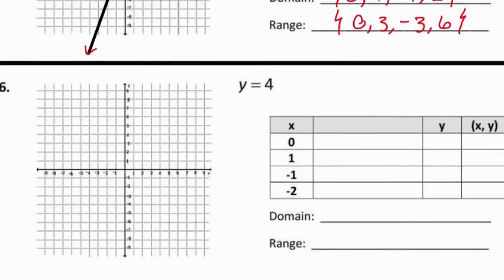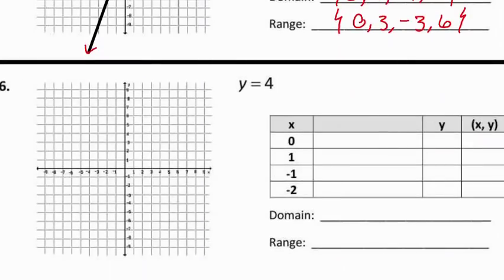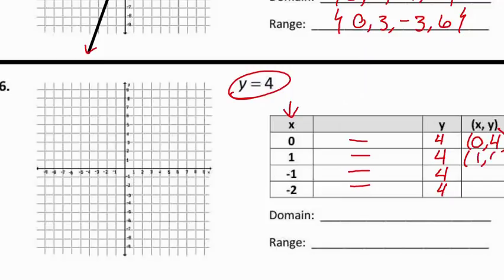So let's talk about number 6. Number 6, do you see how it's just a y equals for this problem? There's nowhere for us to plug in an x value. So we actually can't solve any equations here because there's no equation for us to plug x into. So all the y values, because it says y is equal to 4, all the y values are going to be 4. So for any x value we pick, which we picked these ones, we have 0, 4, 1, 4, -1, 4, and -2, 4.